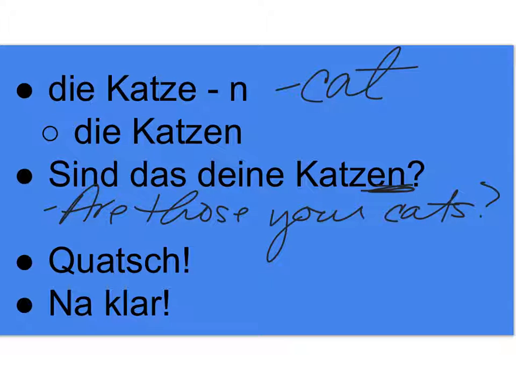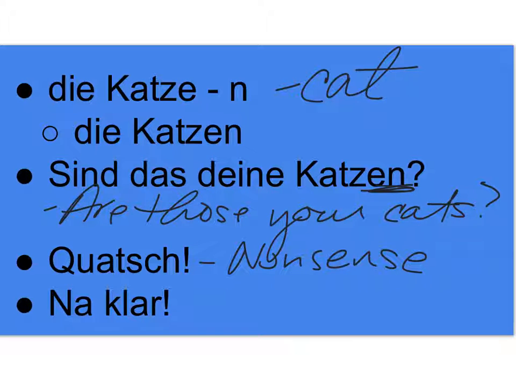Next word is a great word to learn. Okay, everybody try this one. Quatsch. Quatsch means nonsense. These are random vocabulary words, just kind of pop in. So you could actually respond to, sind das deine Katzen? Quatsch. You could answer the question that way. Are those your cats? Nonsense.